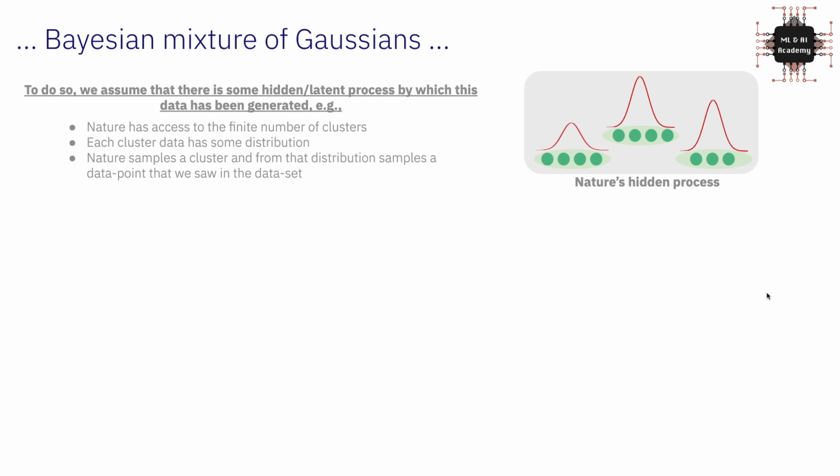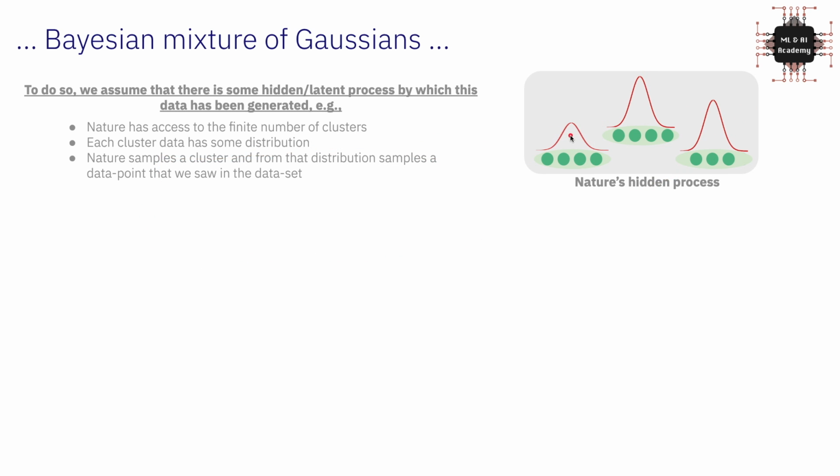So what I just said is summarized here. We're saying that nature's hidden process is something like this. We have a finite number of clusters, say 3, and then each cluster has some distribution. These are the Gaussians you see here.